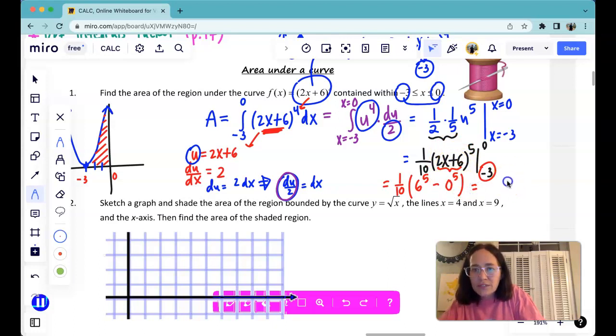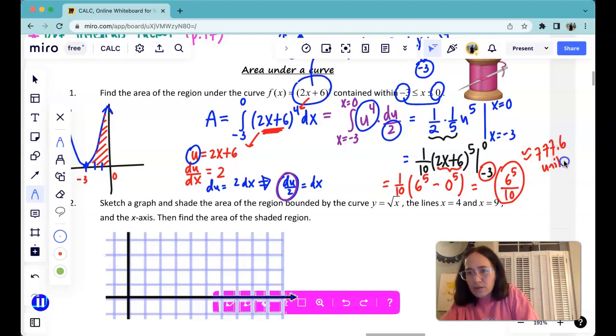This answer will be 6 to the 5th power, a huge number, divided by 10. I think I left it like that as a final answer. When typing it into the calculator, you get something up in the 700s: 777.6 square units of area.